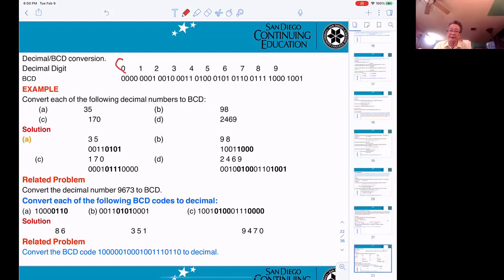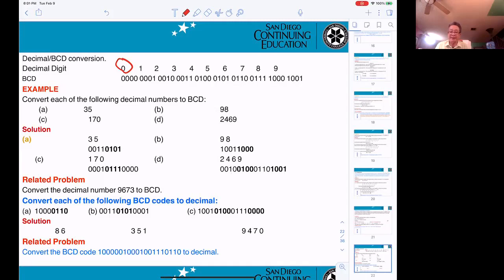you get the number 0. However, BCD requires 4 bits for each digit. So that's why you get 0000. And now you go to the number 1 in decimal. In BCD it is still 1, but you have to write 0001. Again, it must be 4 bits.